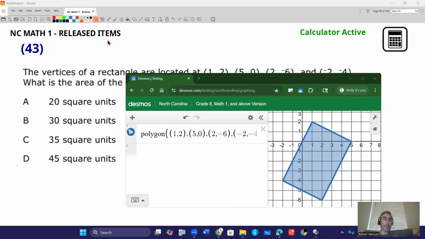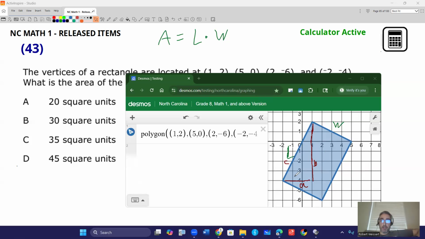So remember, the area of a rectangle is simply length times width. It doesn't matter which one you call the length or the width, but I can get my length and width using the Pythagorean theorem or the distance formula. I find on a graph it's just easier to do the Pythagorean theorem. So remember, a squared plus b squared equals c squared. Your hypotenuse would be the diagonal, so the length here.